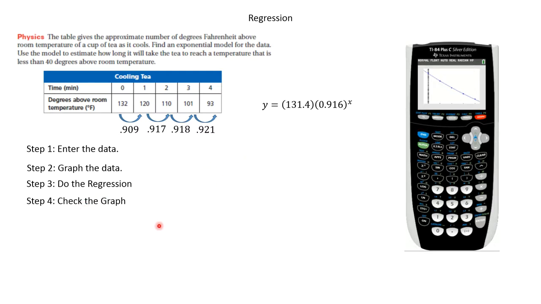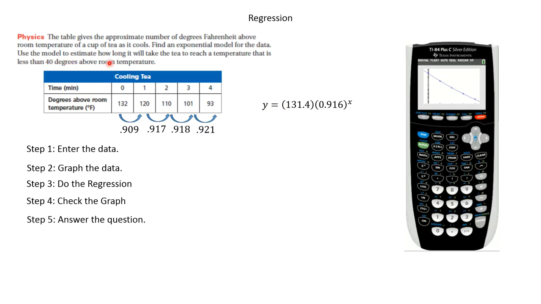So we're on step 4. Check the graph. We checked it. It looked good. Now we go to step 5. Answer the question. All right, what did the question say? Find an exponential model for the data. Done. Notice it said exponential. We found exponential. If it says logarithmic, find a logarithmic.